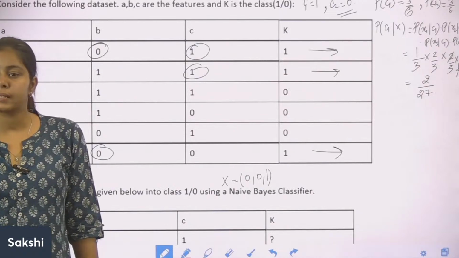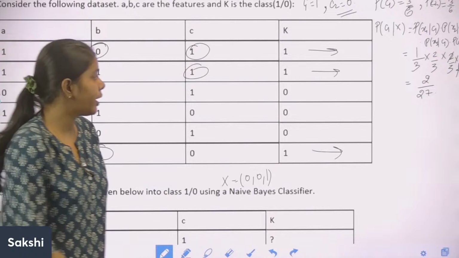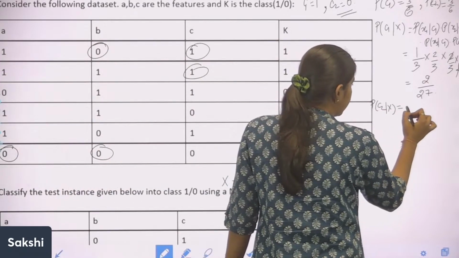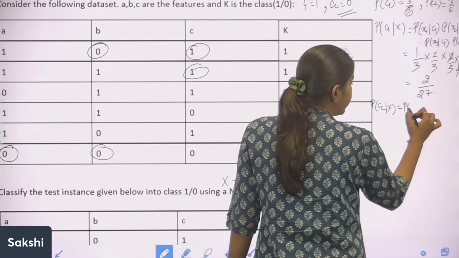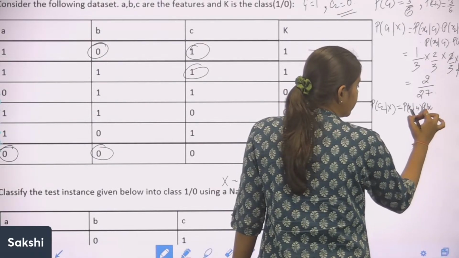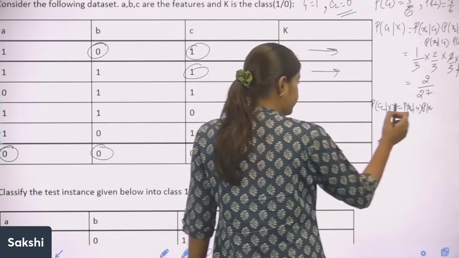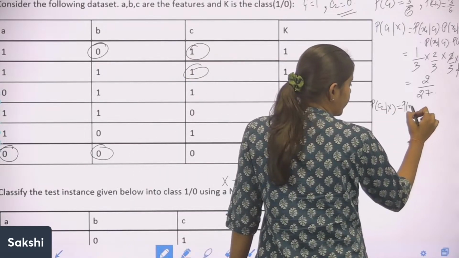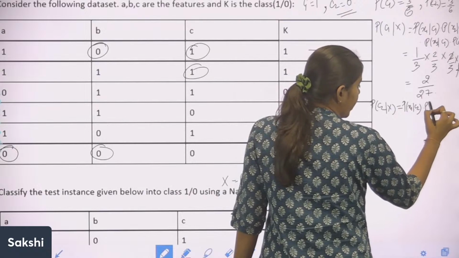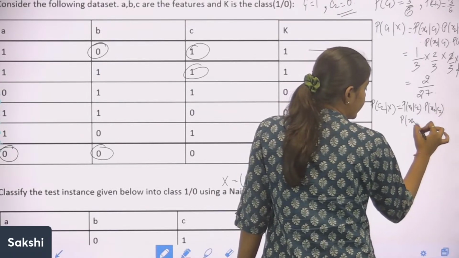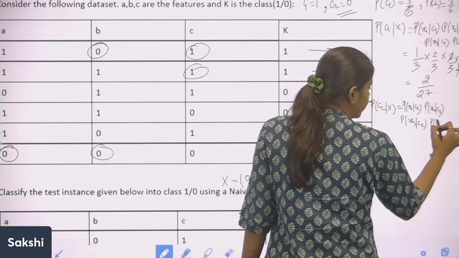Do you get it, guys? Now, what would I do? Similarly, I'll find out probability C2 given X. So it would become probability X1 given C2 into probability X2 given C2 into probability X3 given C2 into probability of C2.